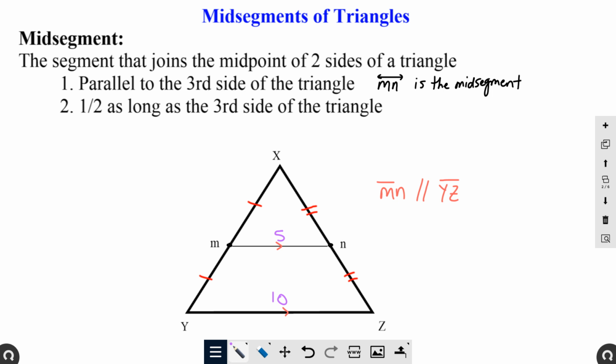So remember, the mid-segment is the middle. So it's halfway between, like, the highest point on the triangle and then the base of that triangle. So they're parallel and half as much. Does that make sense? All right.